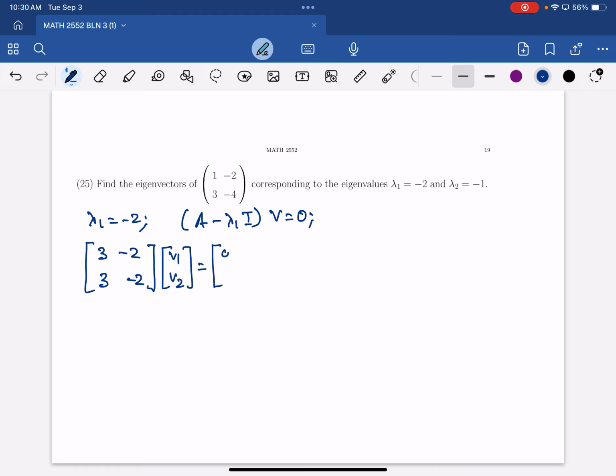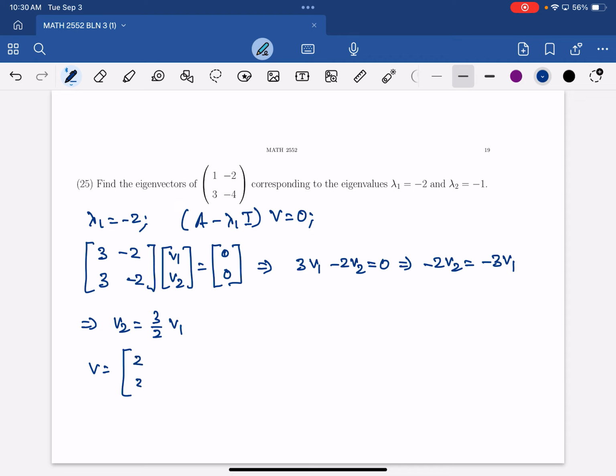So you can use addition method, substitution method, graphical method, row echelon form, row reduced echelon form, or Cramer's rule, whatever pleases you. Basically, this reduces to 3v1 minus 2v2 equals 0. So negative 2v2 is going to be negative 3v1, which tells you your v2 is going to be 3/2 of v1. So you have infinitely many eigenvectors, never unique. But when v1 is 2, your v2 is 3. So that's a basis for your eigenspace. Do you agree with me on that?